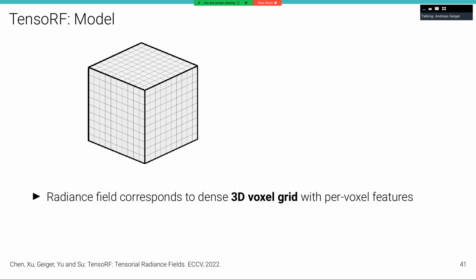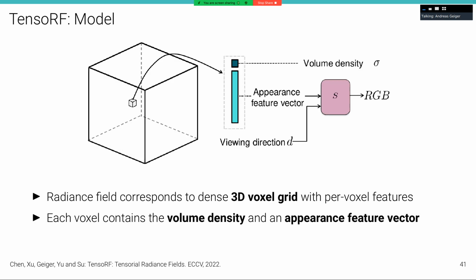Let's look at this model in a little bit more detail. This radiance field, how we model it, corresponds to a dense 3D voxel grid with per voxel features, but we decompose that voxel grid into these tensor components. So each voxel contains the volume density and an appearance feature vector that we want to query.